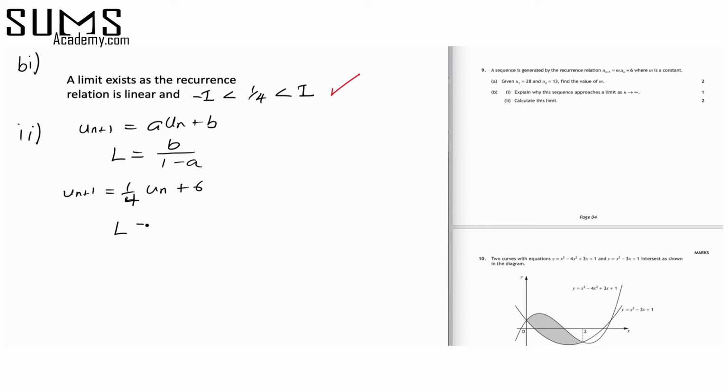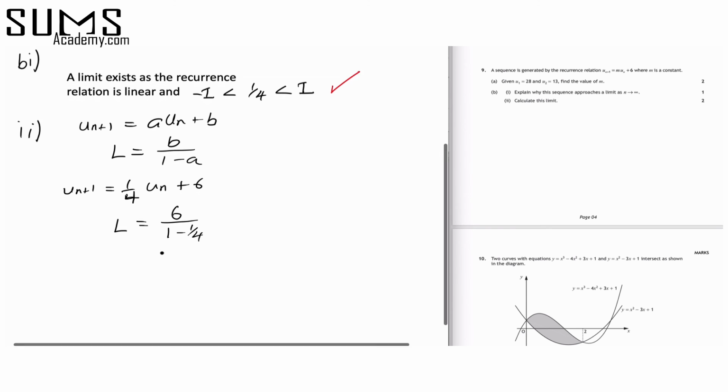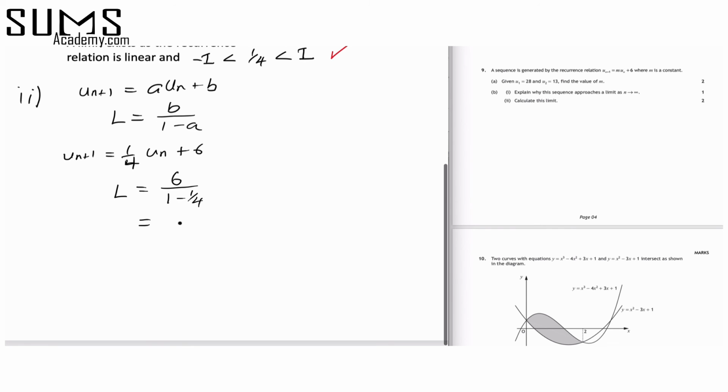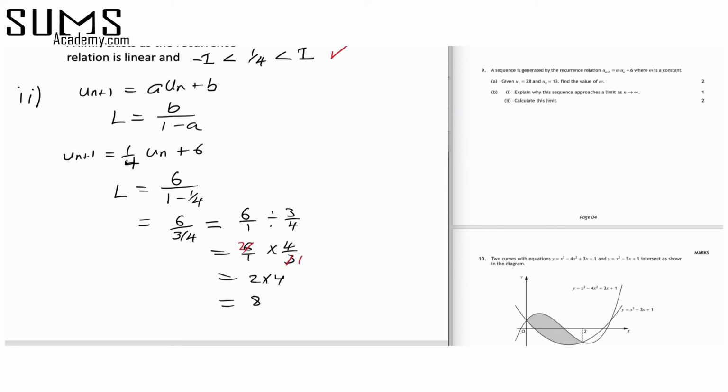So now we just substitute these numbers into here. So this limit becomes L equals 6 over 1 minus 1 over 4, which is equal to 6 over 3 over 4, which is equal to 6 over 1 divided by 3 over 4, which is the same as saying 6 over 1 times 4 over 3. The 6 simplifies down to a 2, and the 3 simplifies down to a 1. So this just becomes 2 times 4, and that just becomes 8. And that's our final answer there.